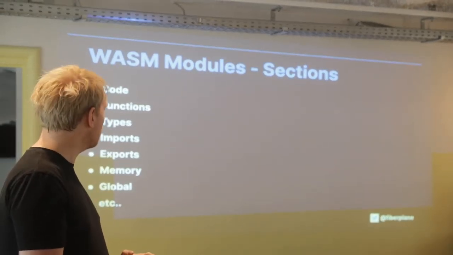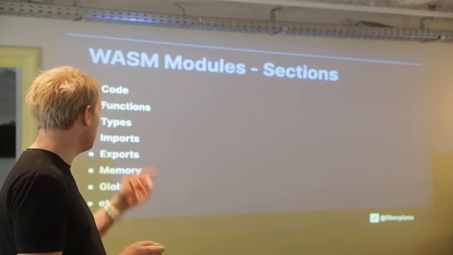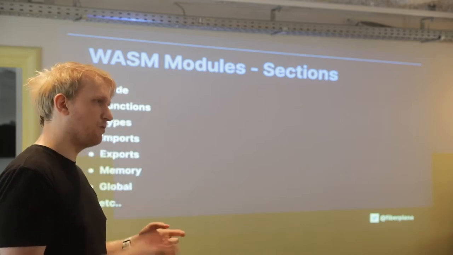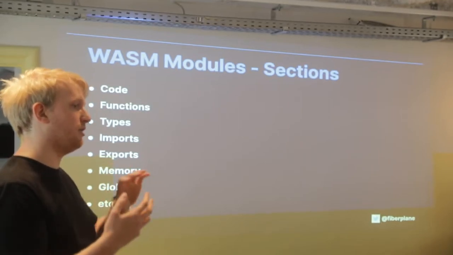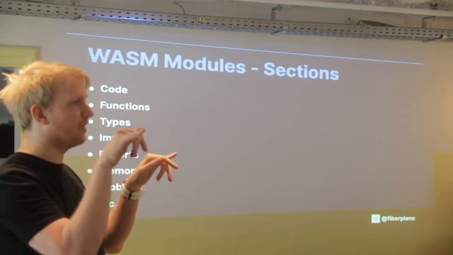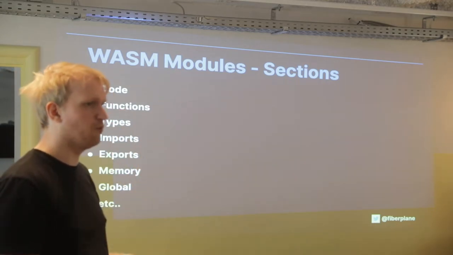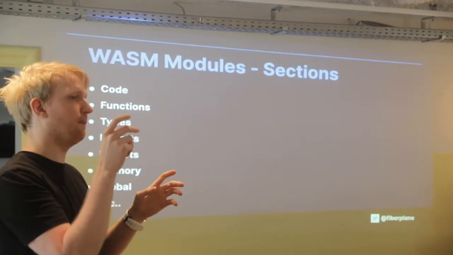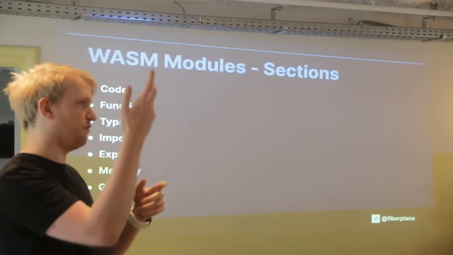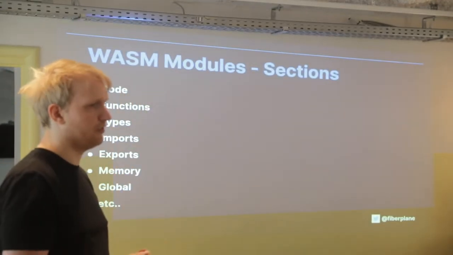Then you have imports and you have exports. This is what we're going to be talking more about in detail today. So these are basically tables mapping external names to internal function names, again, referring to the function table. Yeah, so that goes both ways, and that way the runtime can look up what are the function types of the imported and exported types.